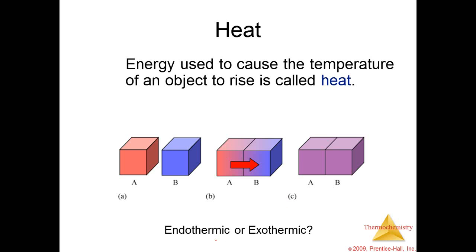So let's think about whether we have an endothermic or an exothermic process going on, because this is not a chemical reaction. This block A, what do you think? Is it going to have an endothermic or exothermic process going on when it gets together with the cold block? Well, this is exothermic because the heat is leaving this block, and it's going to be endothermic because this heat is entering this block. Okay?